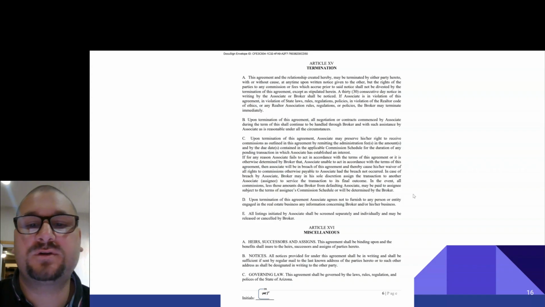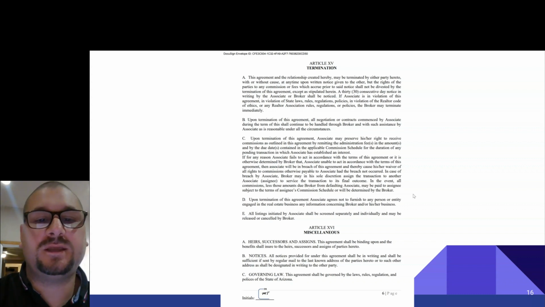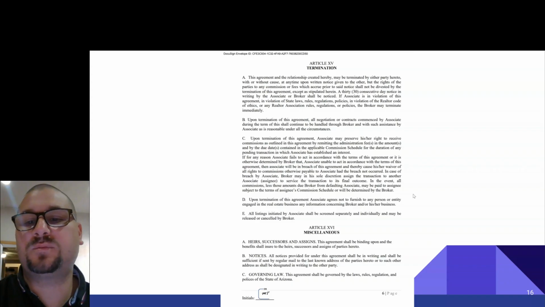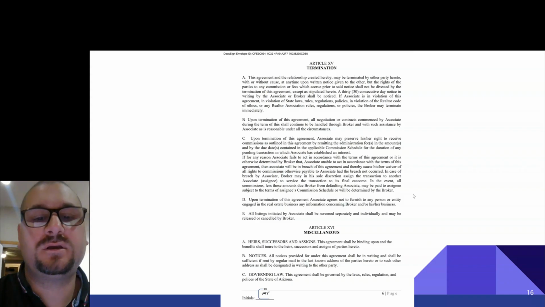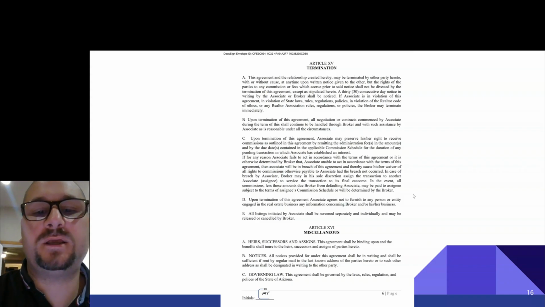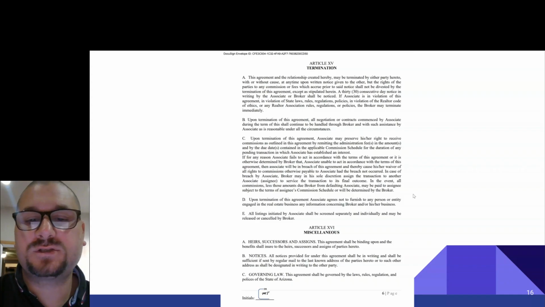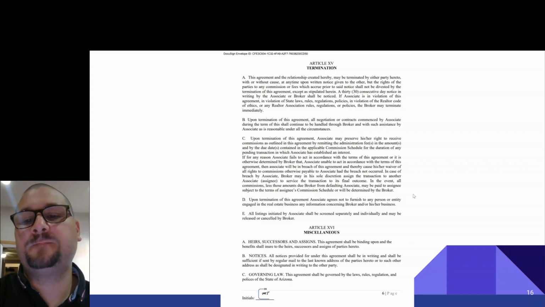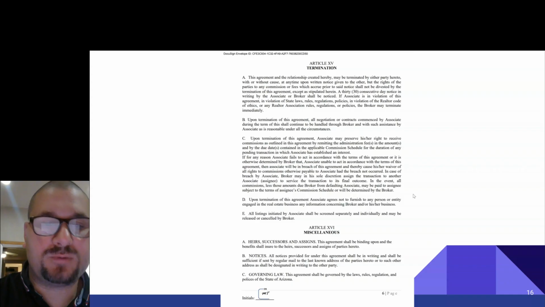Upon termination of this agreement, associate agrees not to furnish to any person or entity engaged in the real estate business any information concerning broker and/or his or her business. All listings initiated by associate shall be screened separately and individually and may be released or canceled by the broker.